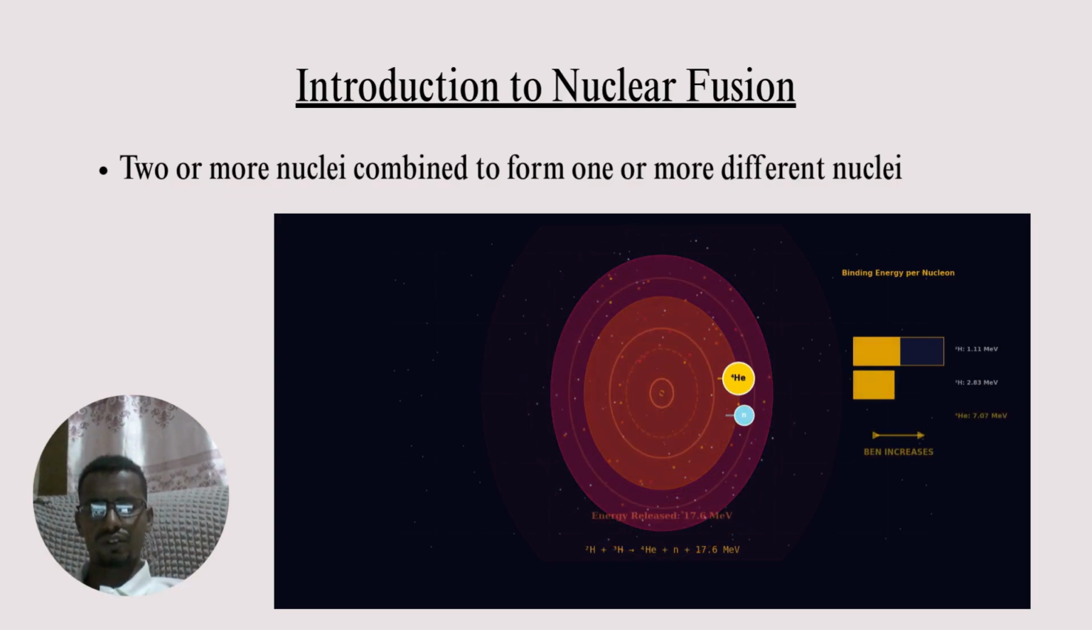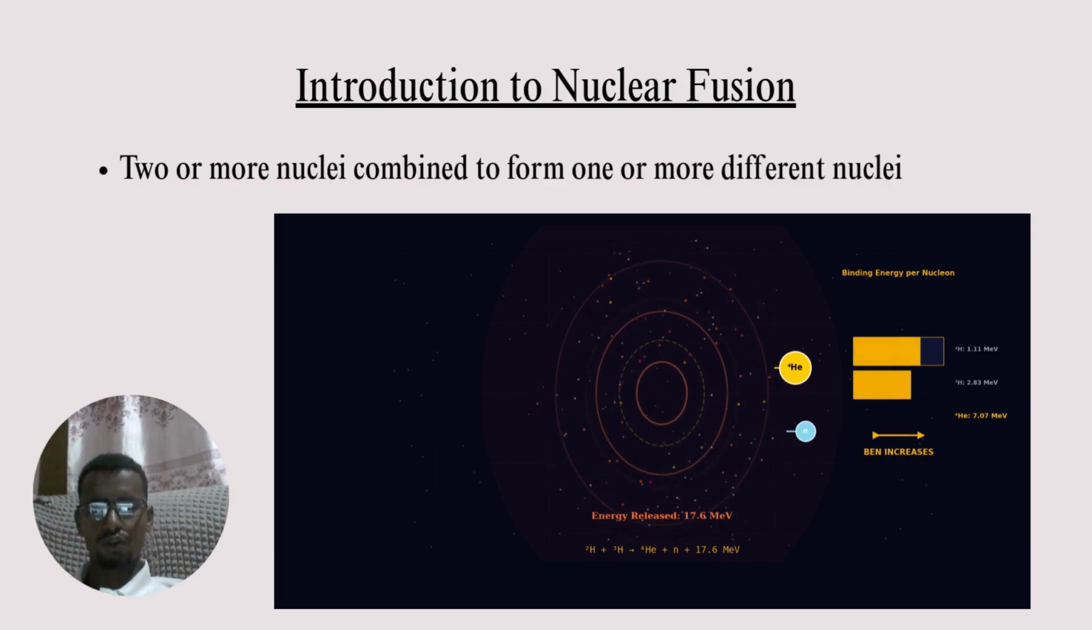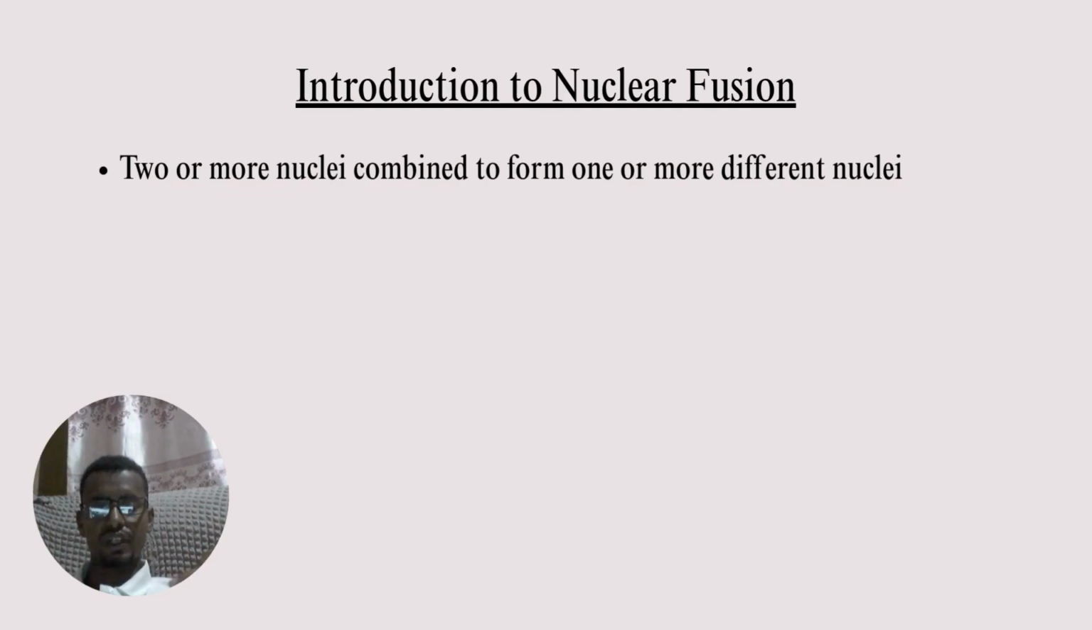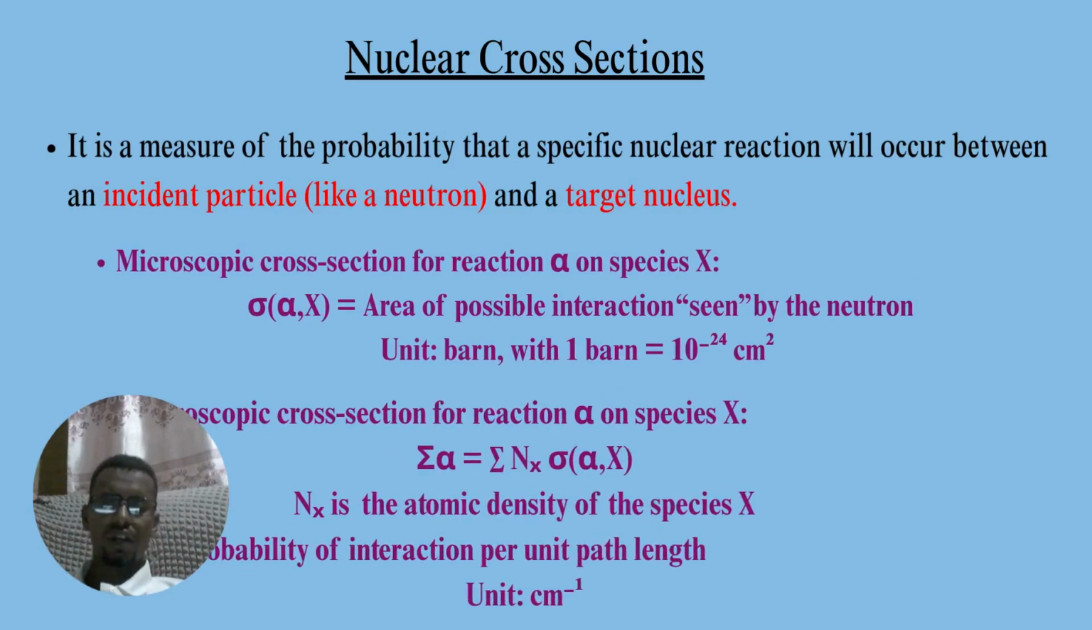Which means both deuterium and tritium combine together at a very high or critical temperature to form helium and a neutron. That means deuterium with one proton and one neutron, and tritium with one proton and two neutrons, combine to form the most stable helium and a free neutron, and they will give energy as well. It is very important.